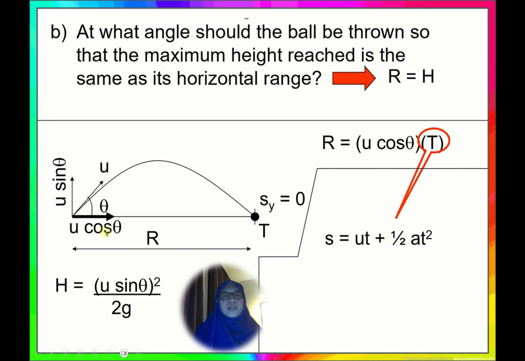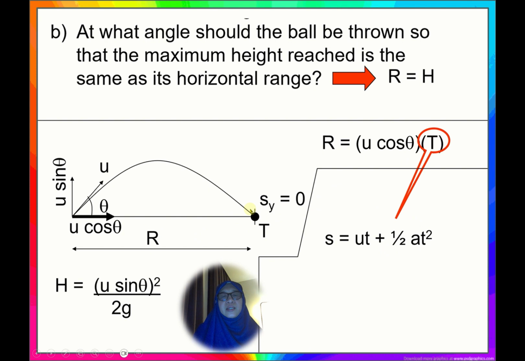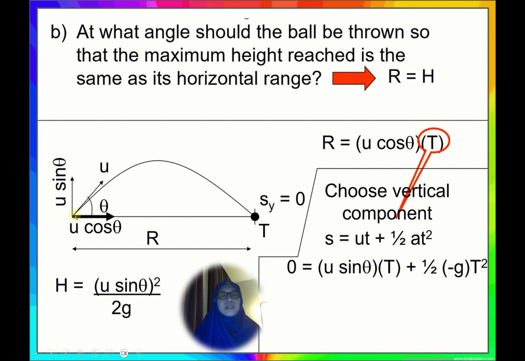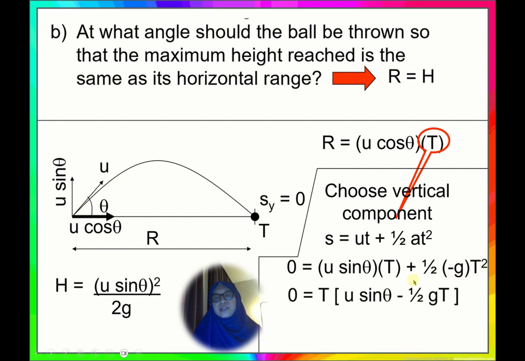So sy when it reaches the ground is 0. Okay, at this point 0. So for the time taken, we take the vertical component. So sy at the other end will be 0. Okay, so it is u sine theta times t, the time to reach here, plus half negative g, because the motion is upward, times t squared. So we get t here.